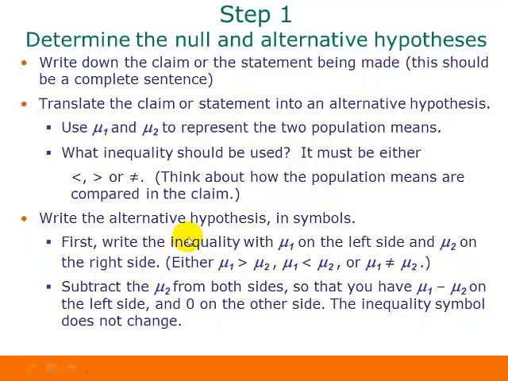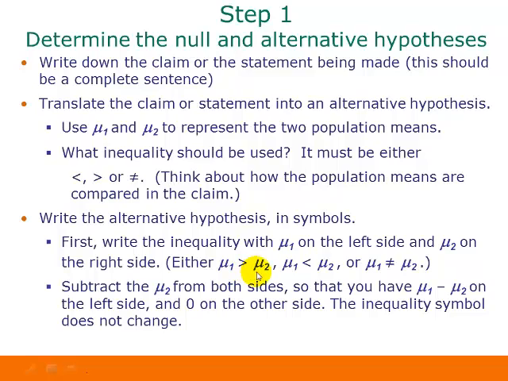So first we're going to write the inequality with the mu1 on the left side and the mu2 on the right side. So we'll either have mu sub 1 is greater than mu sub 2, mu sub 1 is less than mu sub 2, or mu sub 1 is not equal to mu sub 2. The reason that we're doing that is because it's really easier to think about just how the two means are going to compare.